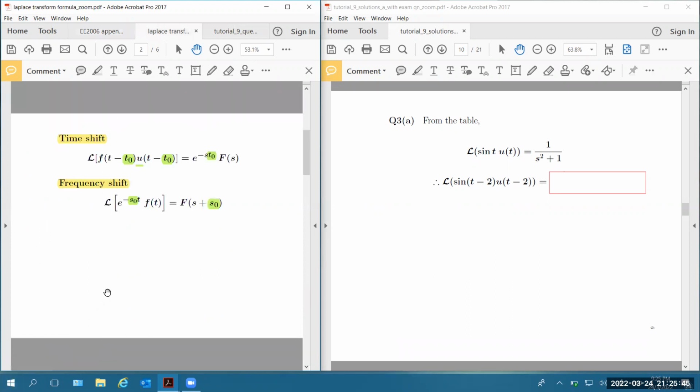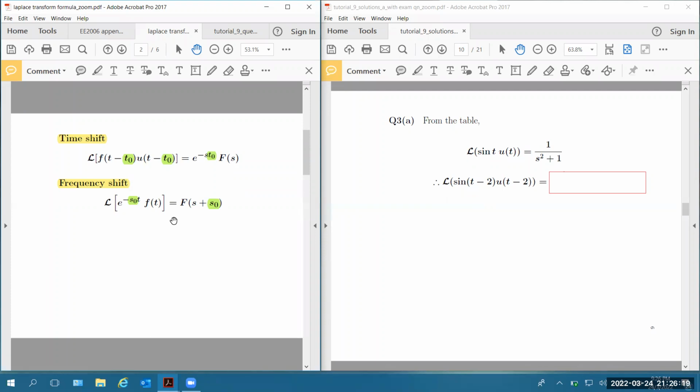Well, here is your Laplace table. So you take a look at your Laplace table. Remember, if you want to use a formula, you need to make sure that the function you want to Laplace must match the things inside exactly. Same pattern, same form. So which one should we match to?